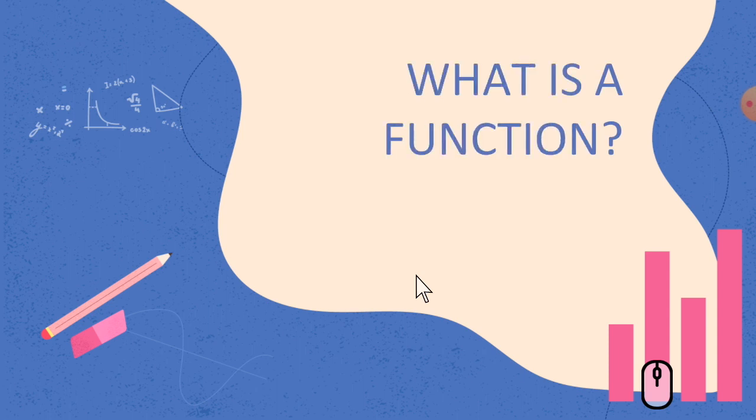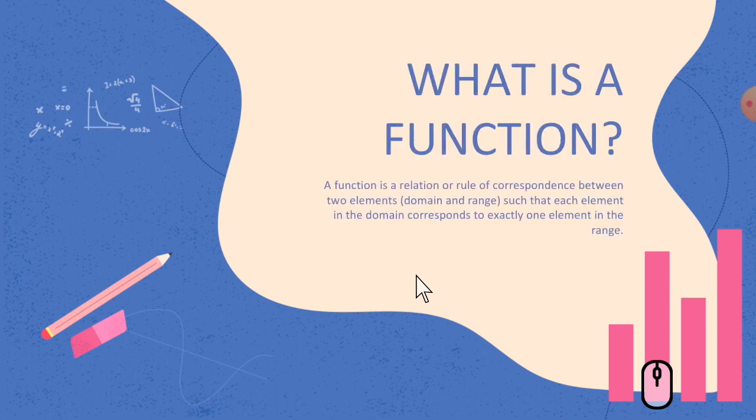Next, what is a function? So when we say function, a function is a relation or rule of correspondence between two elements. So yung two elements na yon, we have the domain and range. So pag sinabi nating domain, it is the x values or the input, and then the range is the second element in the ordered pairs or the y values, such that each element in the domain corresponds to exactly one element in the range.